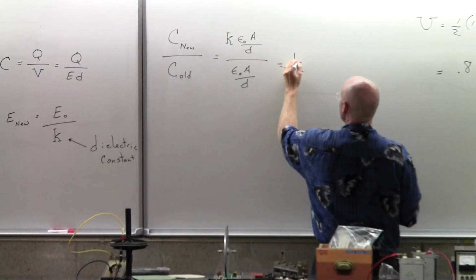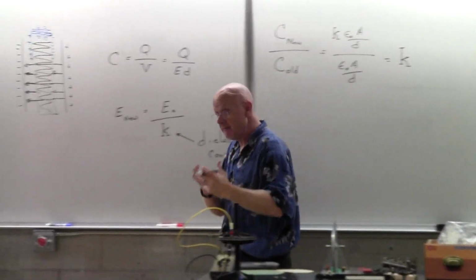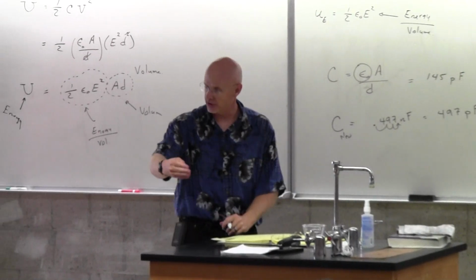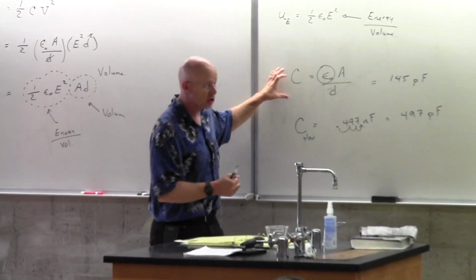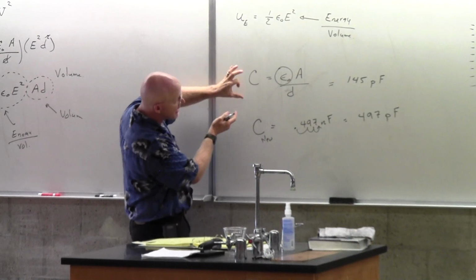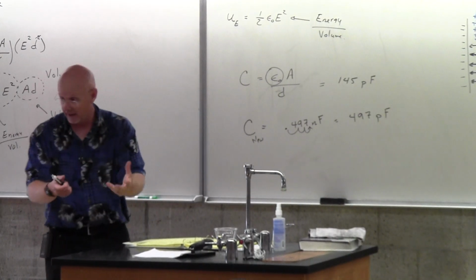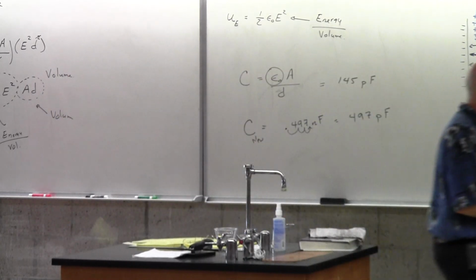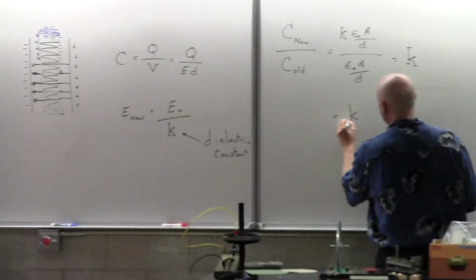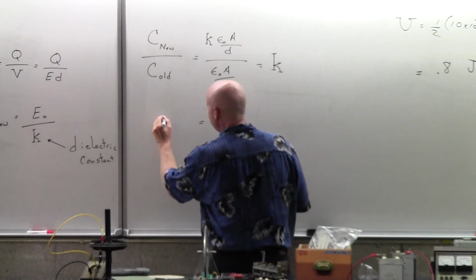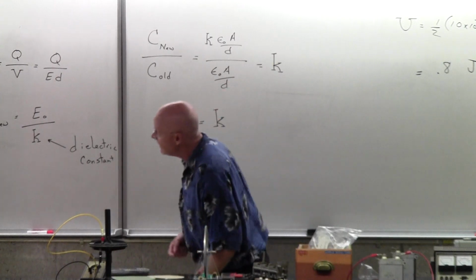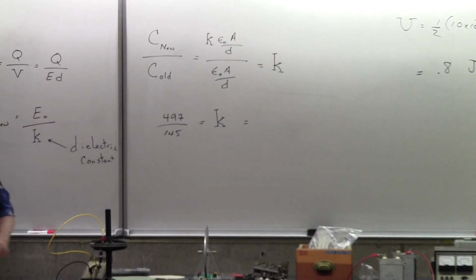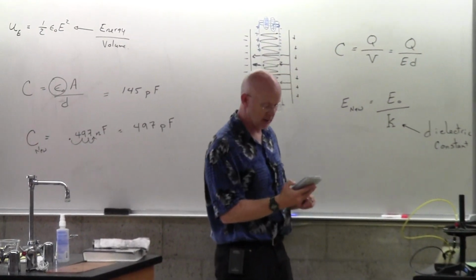So this dielectric constant is easily measured, and that's what you were asked to do in the lab. That's what step 8 was all about. Find the dielectric constant of your material. You were asked to measure, just like I did, the capacitance before you put the vinyl in there. Then measure the capacitance after you put the vinyl in there. And in our case, if we actually do a number here, we have 497 divided by 145. I'm not sure what that comes out to be, but I will calculate it here.